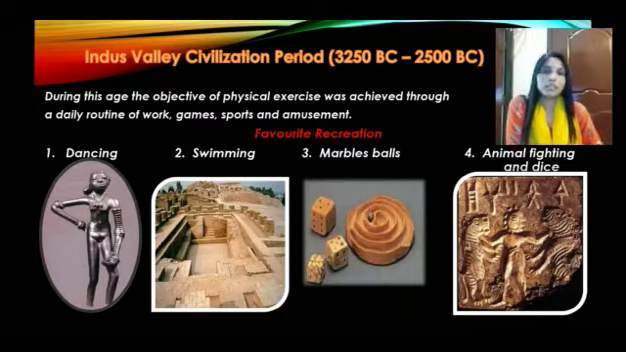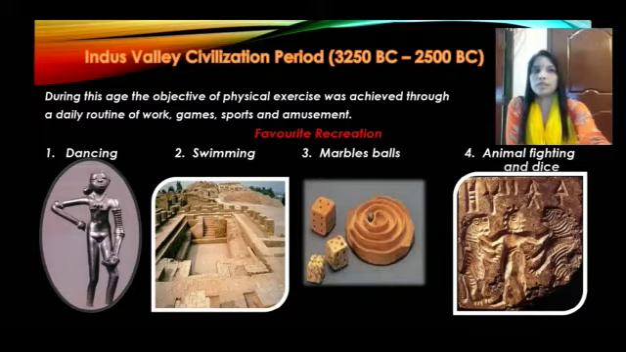And the third one is marble balls. Marble balls and dice were used for games, and most probably dice were used along with board games. Two incomplete specimens of board games have been found in that Indus Valley civilization. In this fourth picture, you can see animal fighting. Animal fighting was another recreational activity during this civilization, and boxing was also in practice, as evident from a seal found in that Indus Valley civilization period.